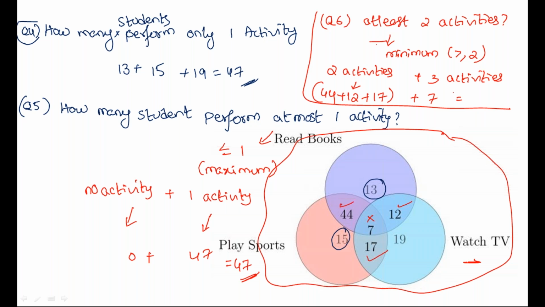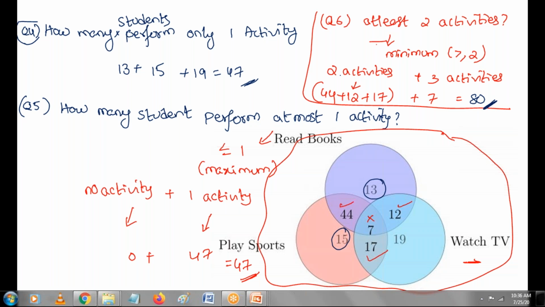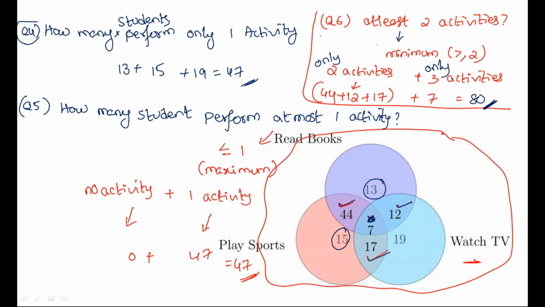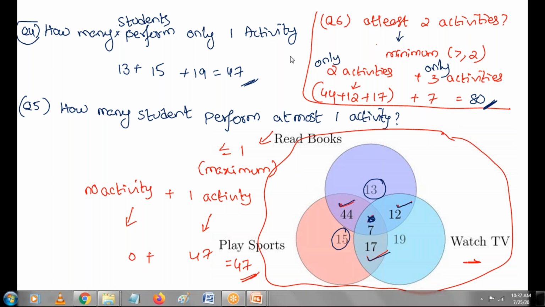Very good. At least 2 activities. Kiran Acharya's 120 is wrong. It is not at least one. At least 2 activities, only and only 2 activities. How many are performing this? Okay, 40, 12, 17. Okay, 3 activities is this. 7 people are doing 3 activities. This is how at least, at most.